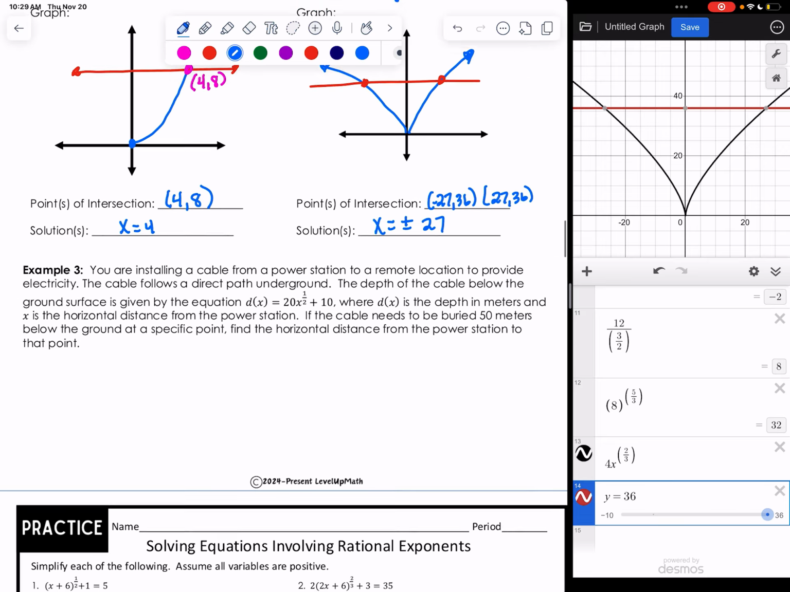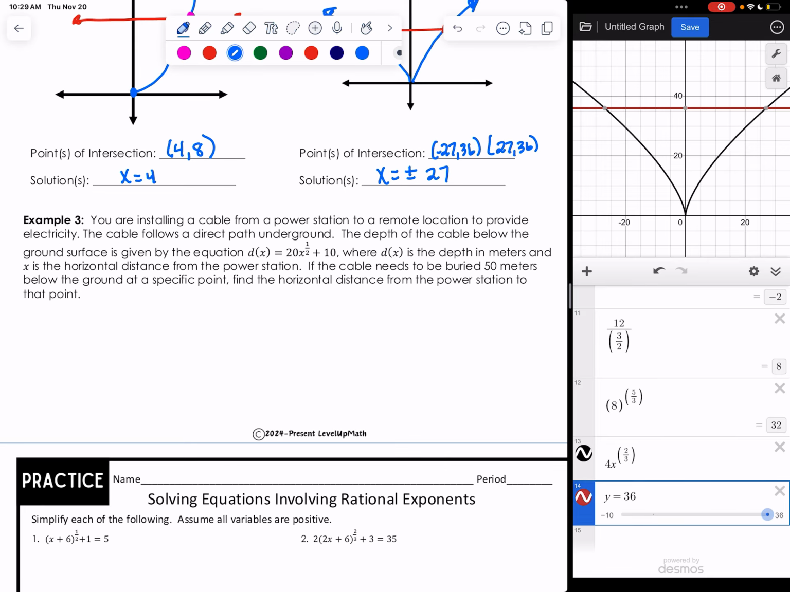All right, last example. You are installing a cable from a power station to a remote location to provide electricity. The cable follows a direct path underground. The depth of the cable below the ground surface is given by the equation d of x is equal to 20 times x to the 1/2 power plus 10, where d of x is the depth in meters and x is the horizontal distance from the power station. If the cable needs to be buried 50 meters below the ground at a specific point, find the horizontal distance.